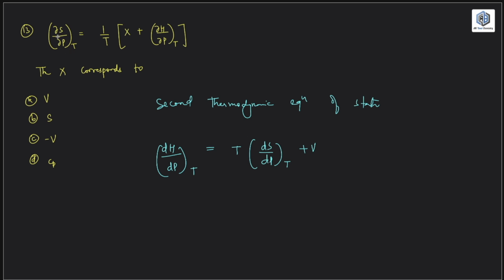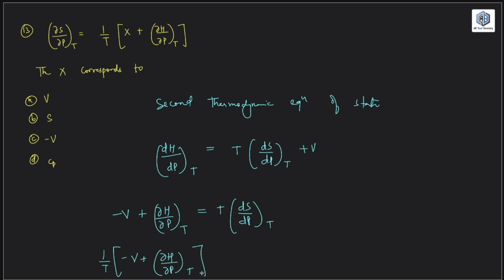Now I have to bring all the other things to the other side. So if I take V this side, it becomes minus V plus del H by del P at constant T is equal to T dS by dP at constant T. Now if I bring this T to the other side, it becomes 1 upon T times minus V plus del H by del P at constant T is equal to del S by del P at constant T. If I compare both the things, the x corresponds to minus V, and that's your correct answer.